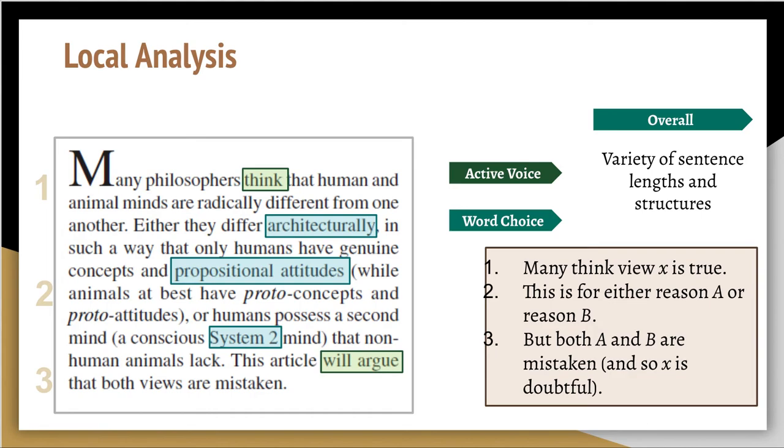In this slide, I have drawn attention to the writer's use of active voice and style of word choice. Here, I'm looking at local level analysis. I noted that the author uses a variety of sentence lengths and structures to create a sense of momentum in their writing. And in the bottom right-hand corner of the screen, I also outlined some of the general argument structures that the author uses. From this local level analysis, I could go forward to better shape my own structure and my own sentences and word choice in my own abstract.